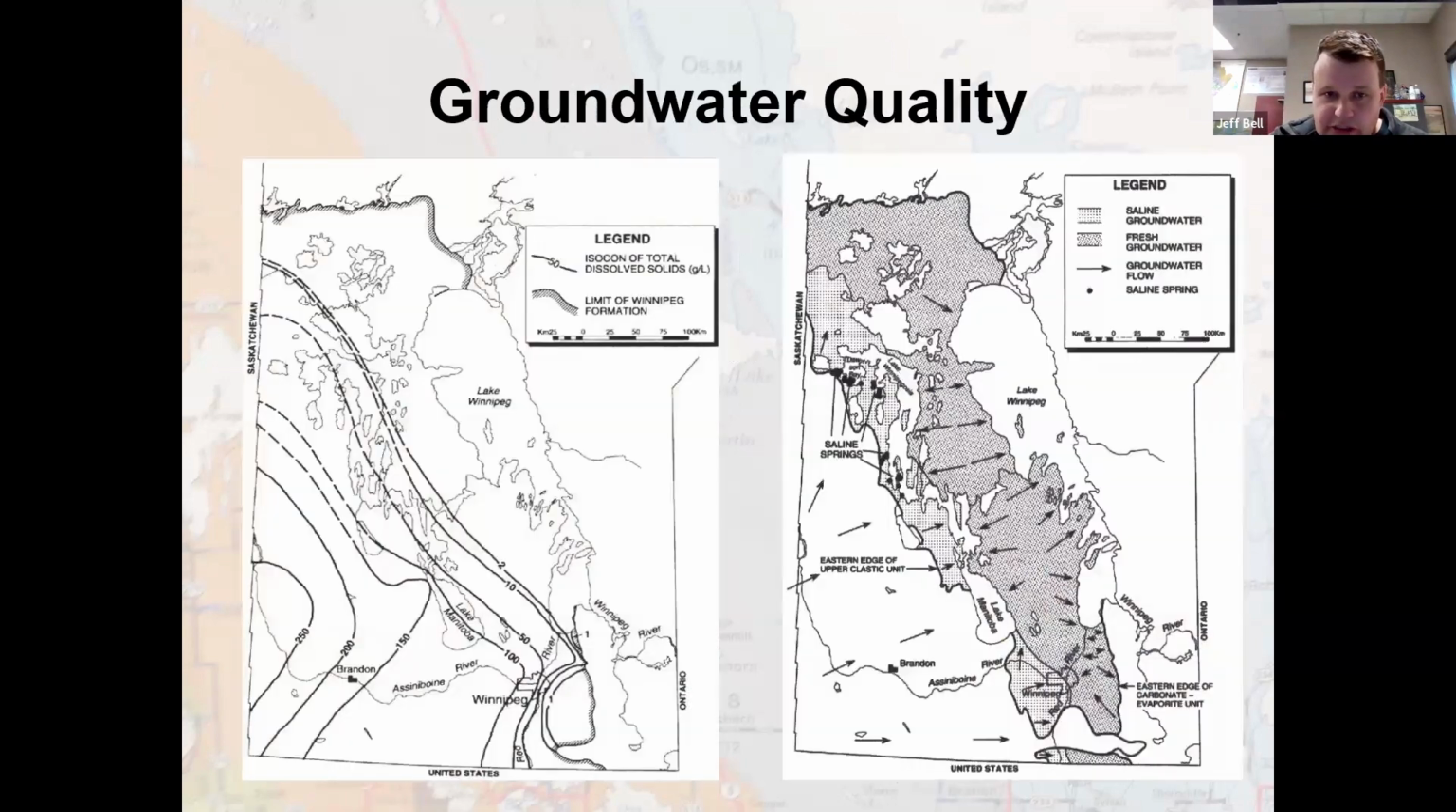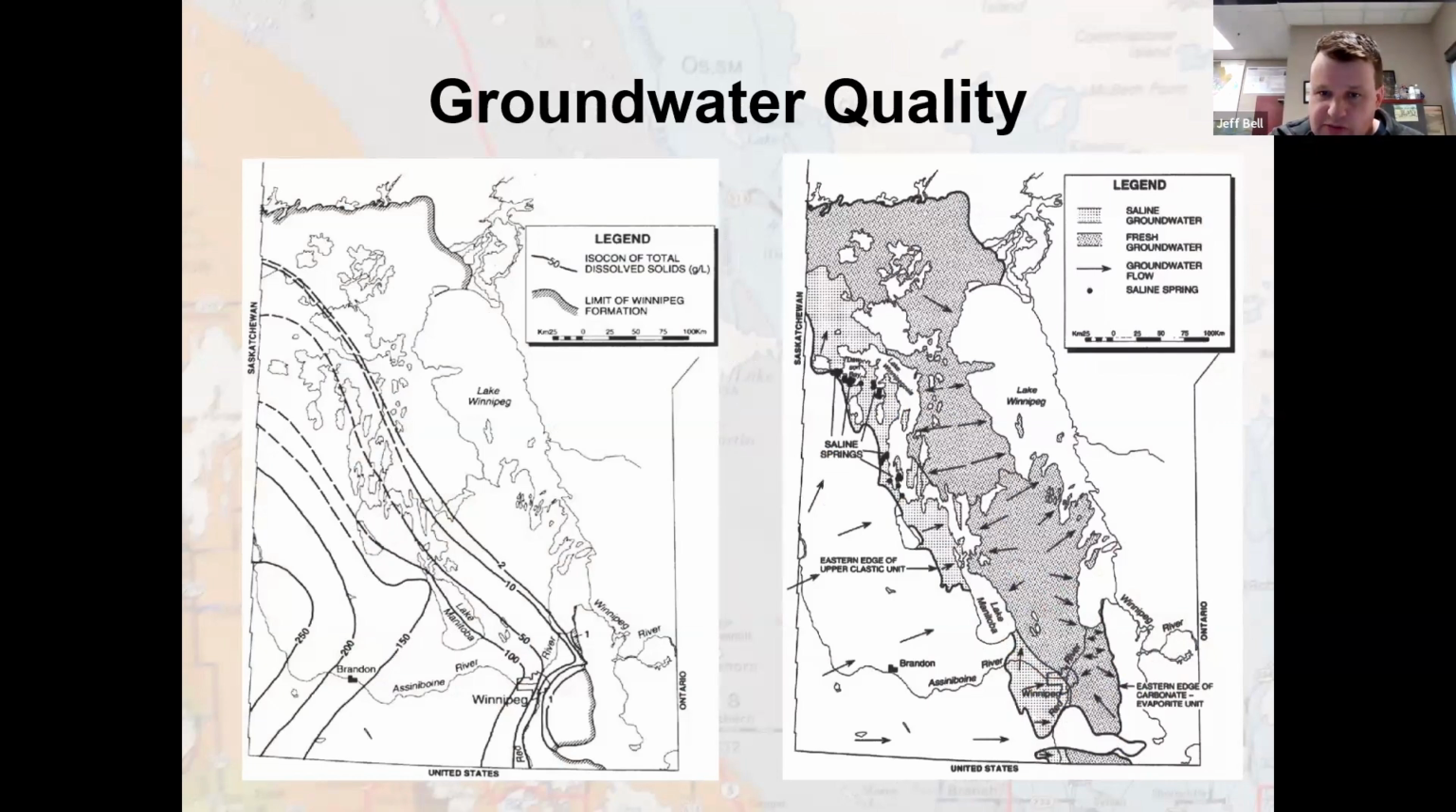Groundwater quality in Manitoba, we can have certainly all spectrums of it. We go back to the Winnipeg Formation here. If we were able to get down to the Winnipeg Formation, we would see, again, like three or four times seawater south of Brandon, very, very saline.